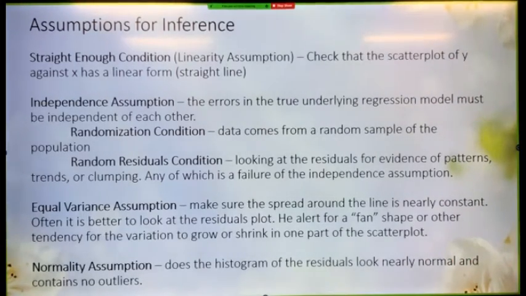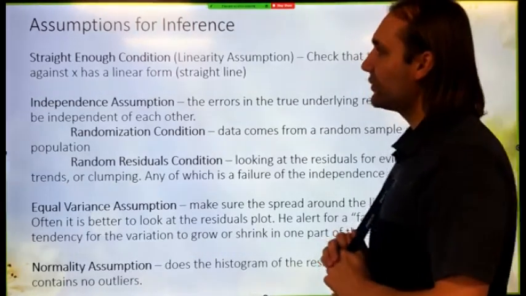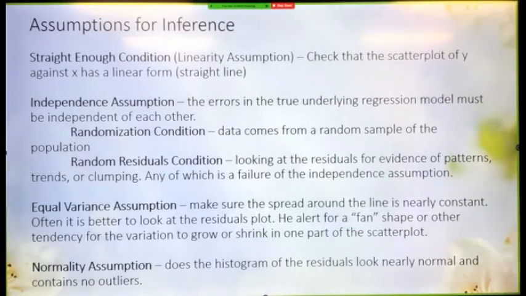We're going to develop both a hypothesis test and a confidence interval. With that come assumptions. We have some different assumptions here when we're looking at regression. The first new one is the straight enough condition. We need to check that the scatter plot of my x and y has a linear form, that it roughly resembles a straight line.